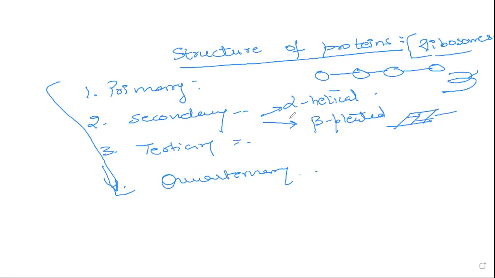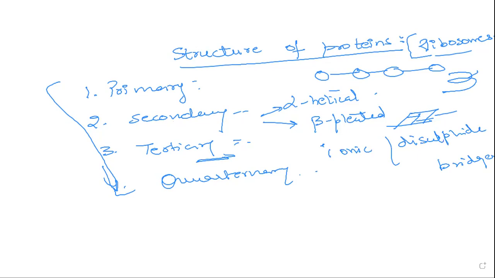Now, because of some forces, because of the ionic bonds, because of the disulfide bridges, this secondary structure will then form a globular shaped structure, which is called as a tertiary structure. So the tertiary structure is formed when the secondary structure undergoes foldings many times because of the presence of ionic or disulfide bridges. So the structure formed as a result of that is called as the tertiary structure.